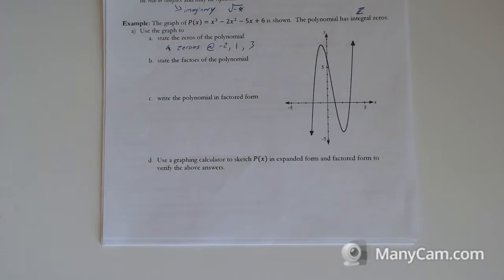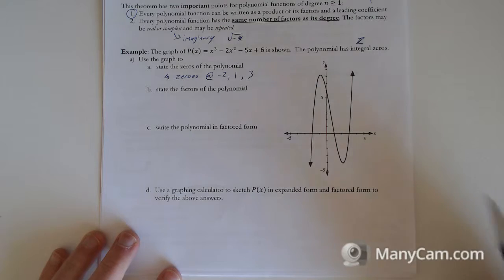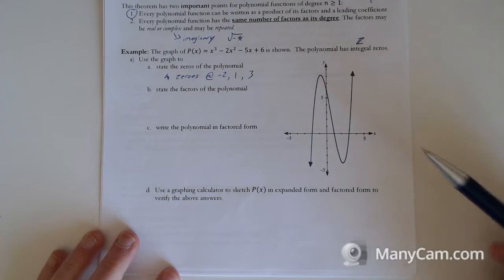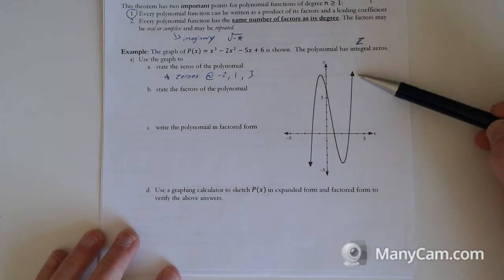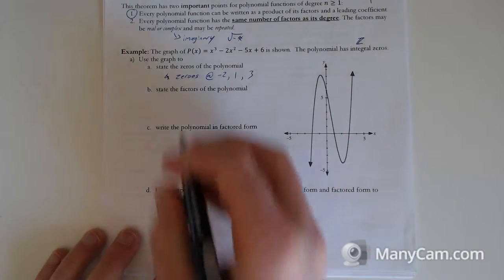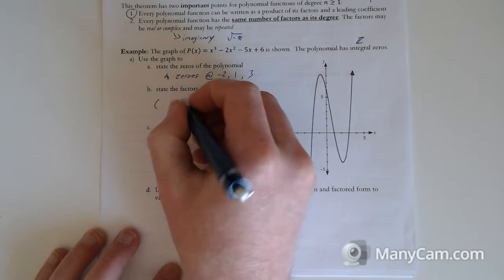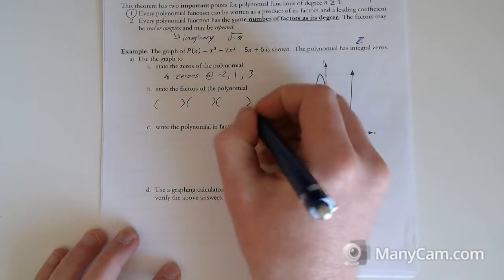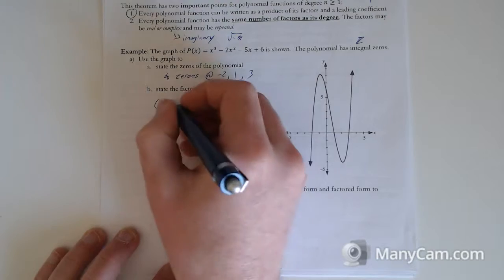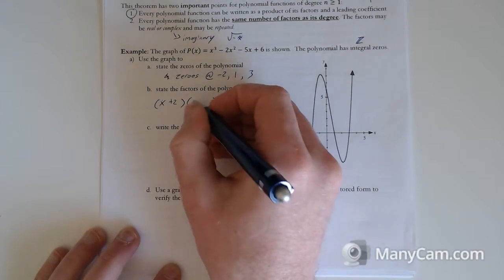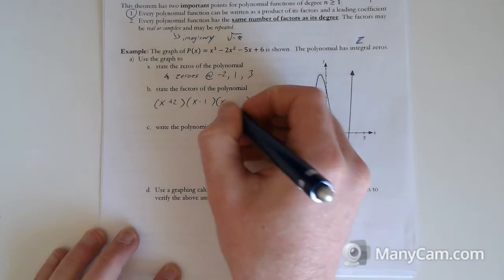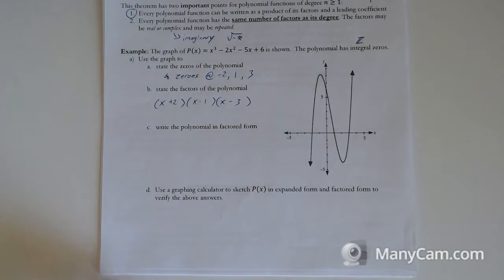State the factors. So I could write this polynomial. Do we know what degree this is going to be? It goes from down to up, so it has to be an odd degree function. And it looks like it's going to be third degree, and indeed it will be. So this one can be written as x plus 2, x minus 1, x minus 3. Maybe with something in the front.